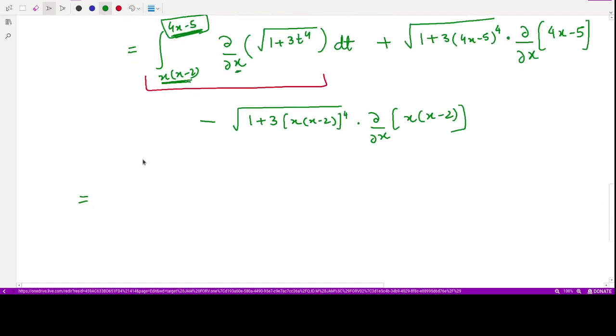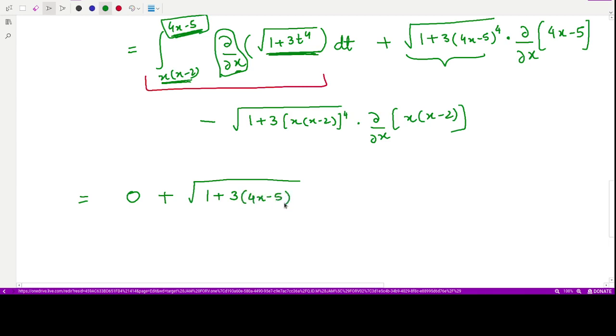Now when you solve this, you are performing the partial derivative with respect to x of the function which does not contain x. That means it will treat all these quantities as constant. So this would be the integral of 0, and the integral of 0 is obviously 0. So the first term here is 0. For the second term, this quantity would come as such, so we do not solve it further. So let's write it as such. But we can solve this one: when you take the partial derivative of 4x minus 5 with respect to x, it would just be 4.